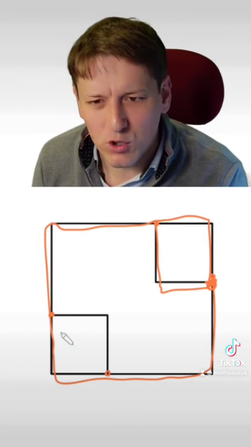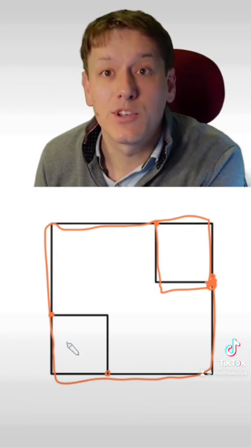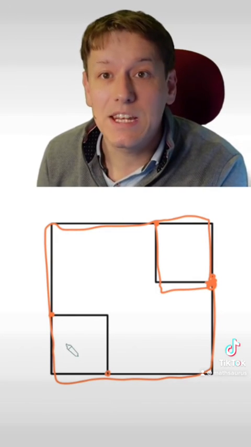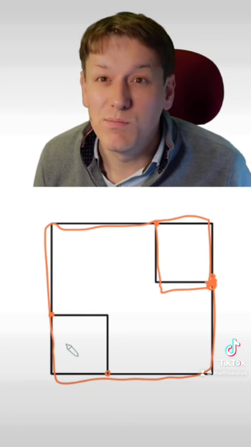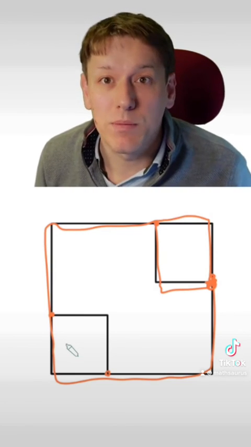But this one has four points with three lines coming out of it, so it's impossible, because only the start and the end points are allowed to have these odd numbers of lines coming out of them, and no other points. So more than two odd points and you won't be able to do it.